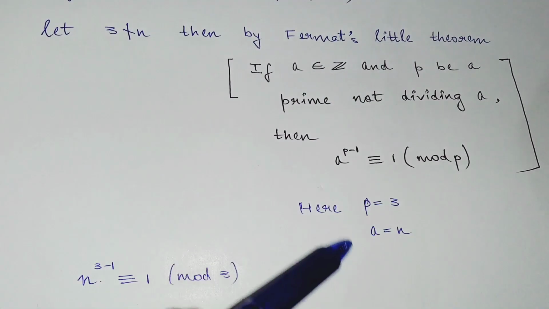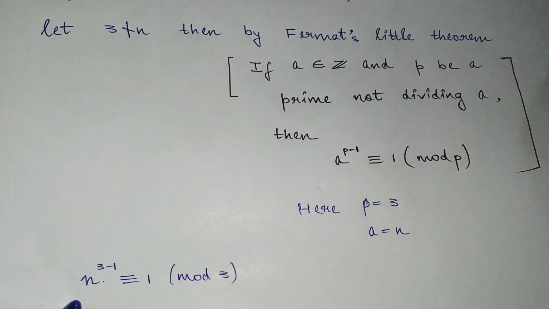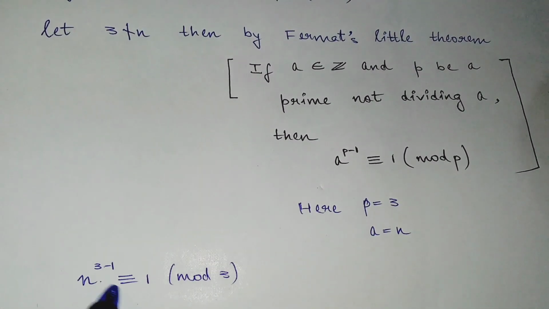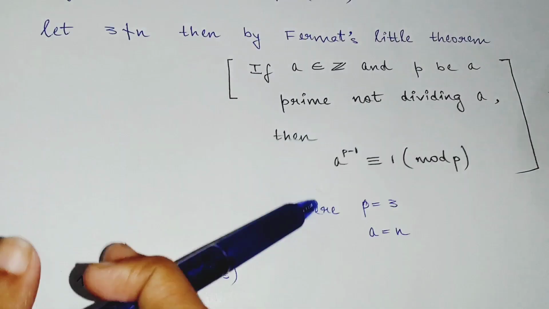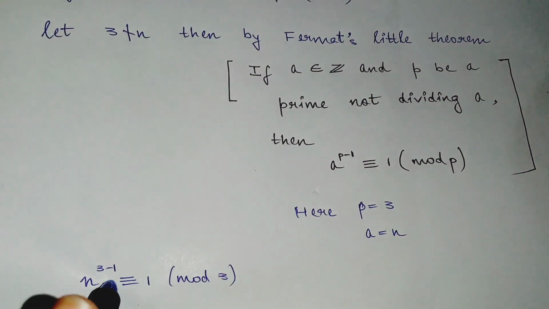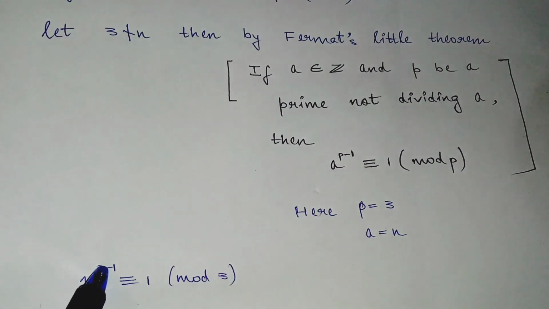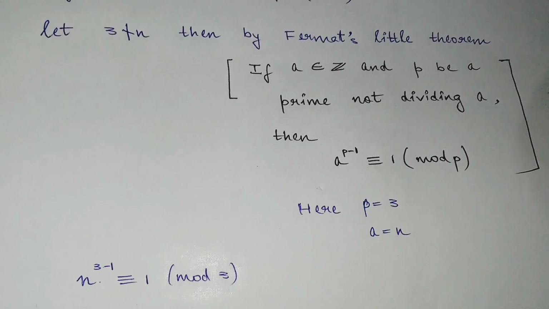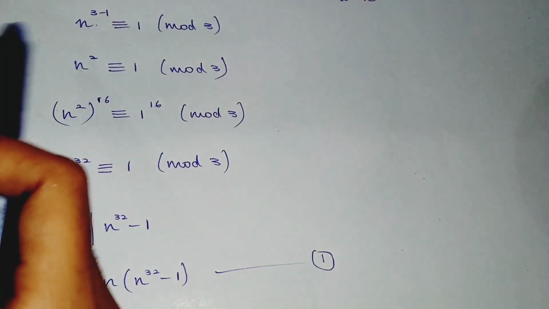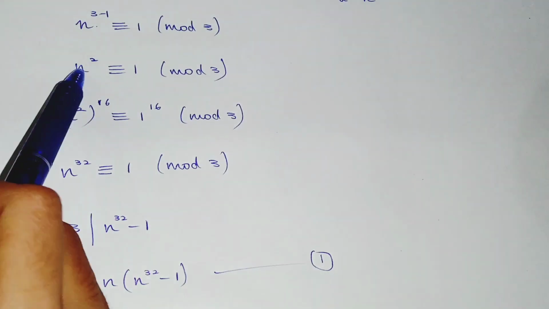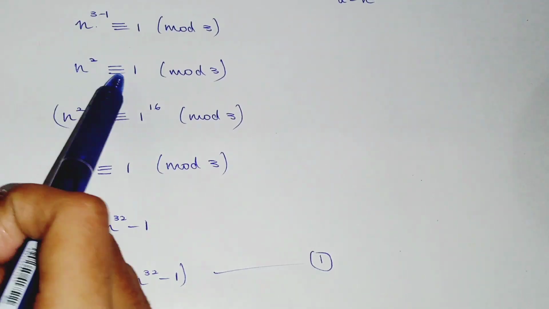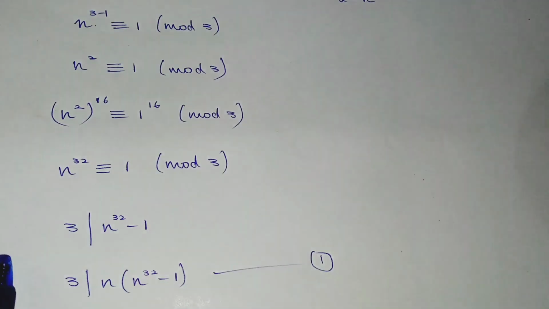Here p is equal to 3 and a is equal to n. So we can say that n raised to 3 minus 1 is congruent to 1 mod 3, by Fermat's little theorem. 3 minus 1 is 2. So n squared is congruent to 1 mod 3.